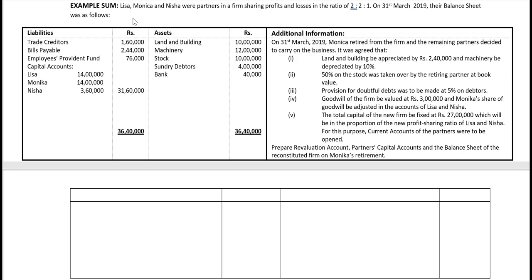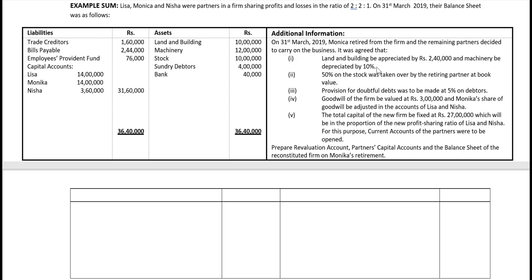Example sum. Lisa, Monica and Nisha were partners in a firm sharing profits and losses in the ratio of 2:2:1. On 31st March 2019, their balance sheet was as follows. To the left of the screen, the balance sheet is given. On the right, additional information. On 31st March 2019, Monica retired from the firm and the remaining partners decided to carry on the business.